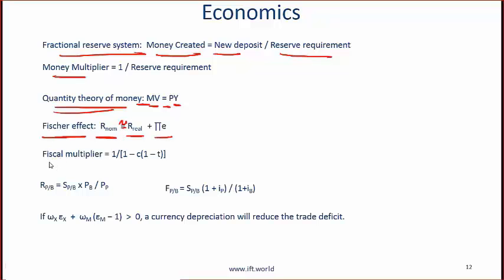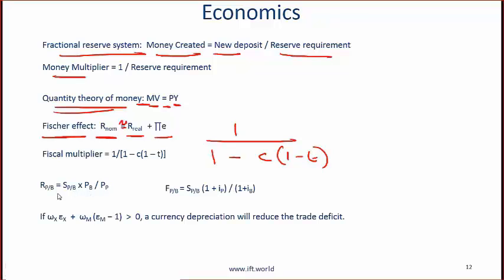When you have an expansive fiscal policy, so lower taxes or higher spending, then that has a multiplier effect. So what is that multiplier? It is 1 over 1 minus C. C is the propensity to consume. So if that propensity to consume is more, that means that we'll have a higher multiplier. But we need to keep into account that there are taxes, so we multiply by 1 minus T.